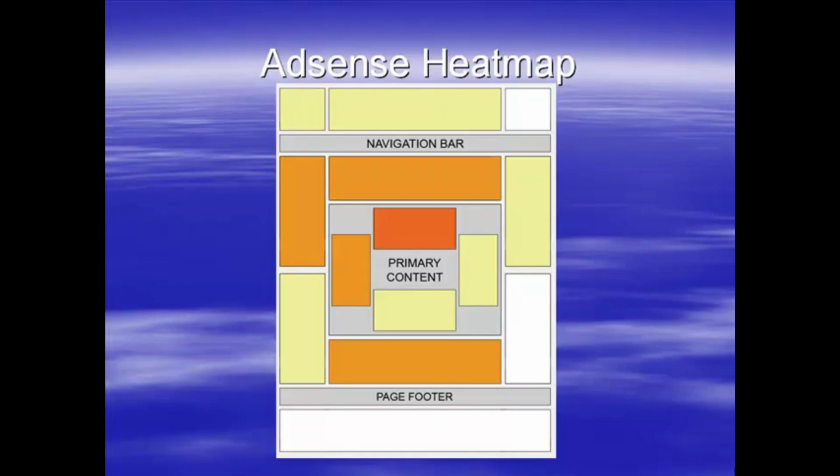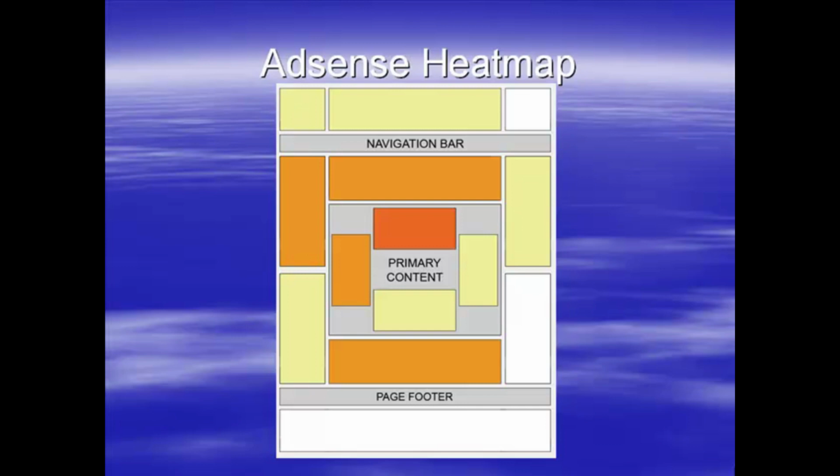Now, here's the heat map. You can go and have a look at this on Google if you want. Basically, the darker the shade of orange, the more people focus on that point. So you can see the best place for your content is right in the middle or in the top left below the navigation bar. Those are the good places to have your AdSense ads. So use this as some sort of testing.